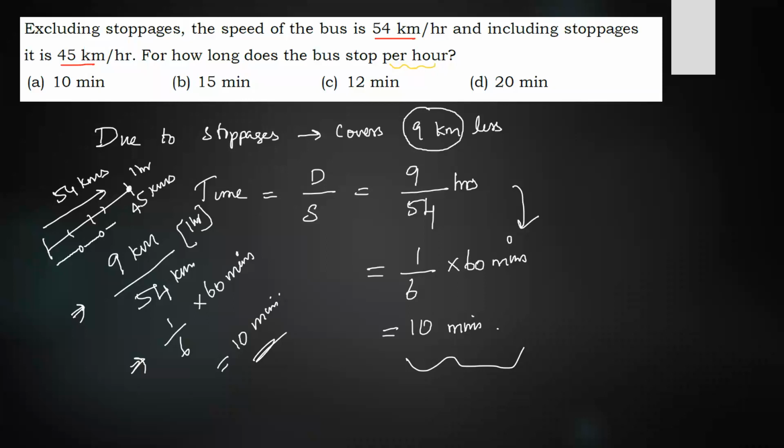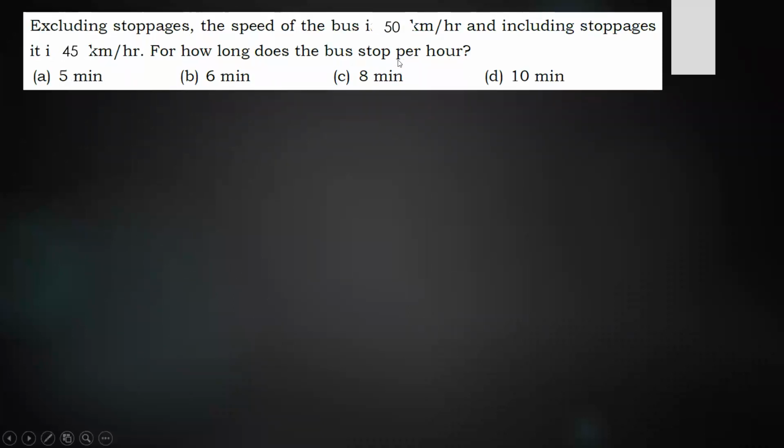Okay, done. The 10th one is wrong, but I have changed the timing here. See the question carefully. Actually, instead of 45 and 50, I wrote 50 and 45. Due to stoppages, the speed should reduce, right? They have made some mistakes there. So here the bus is 54 kilometers per hour initially, then 45 kilometers per hour.